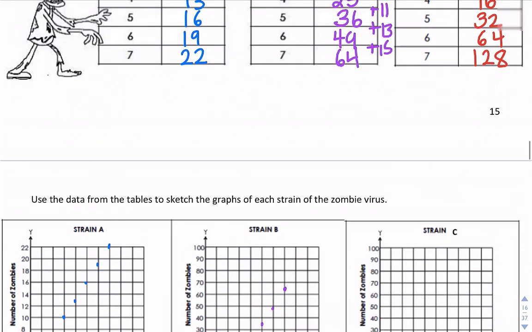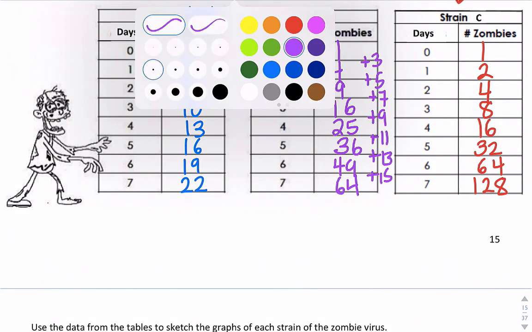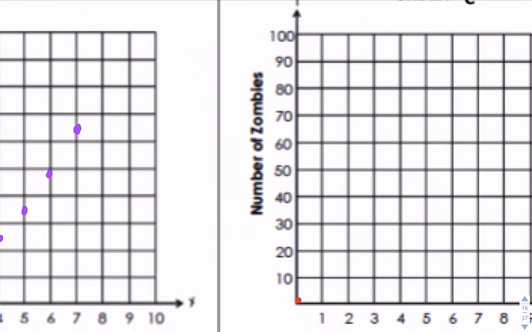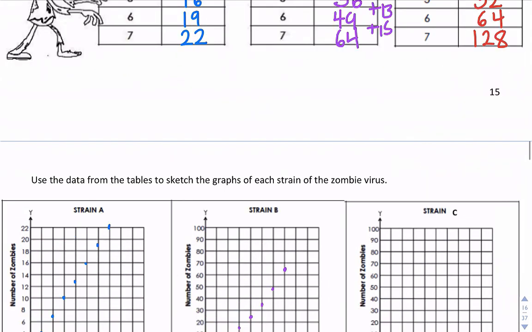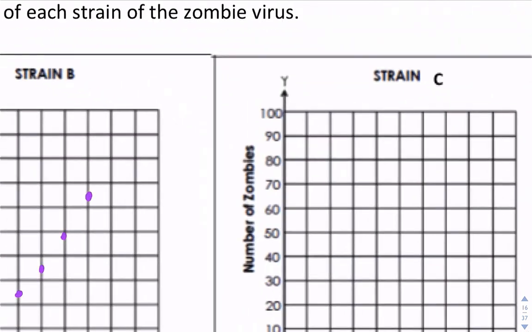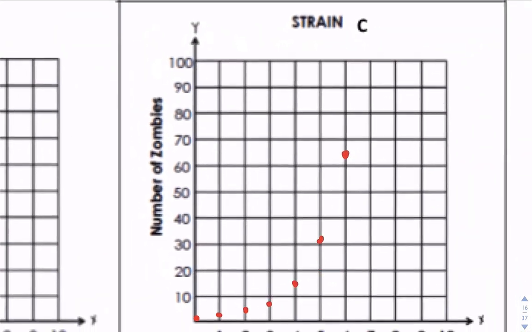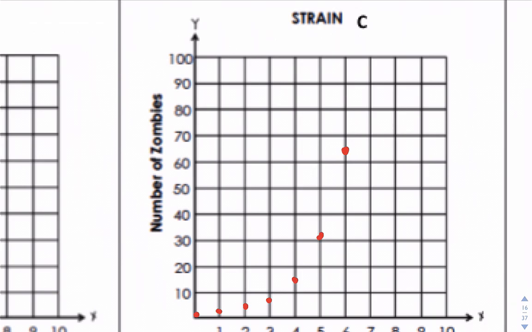Okay, and then last we have strain C: 0, 1, 1, 2, 2, 4, 3, 8, 4, 16, 5, 32, 6, 64, 7, 128. Looks like somewhere up here.